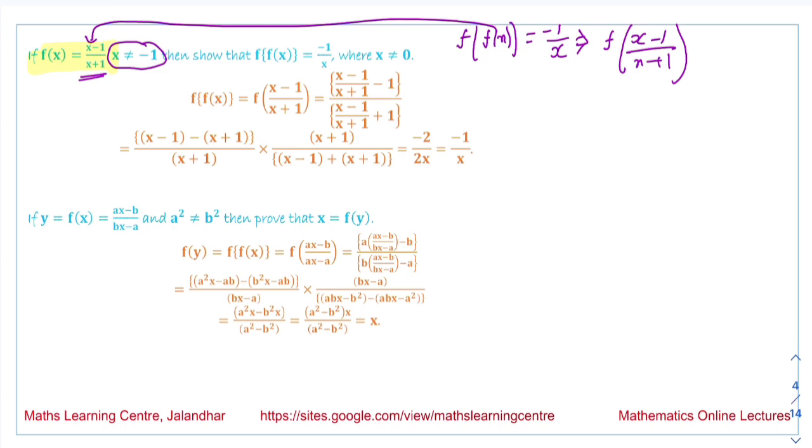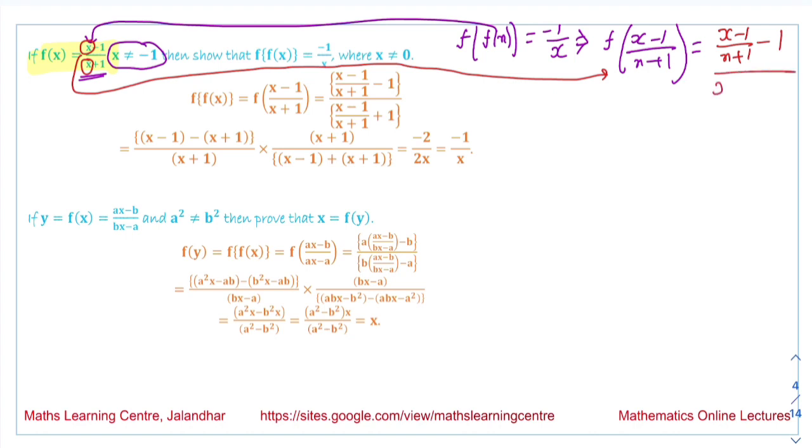But right now we are not using this term and we are trying to solve this. So this will be equal to, what is the value over here? In place of these two x we are talking about, we are substituting this value over here. So we will get (x minus 1 over x plus 1) minus 1 over (x minus 1 over x plus 1) plus 1.